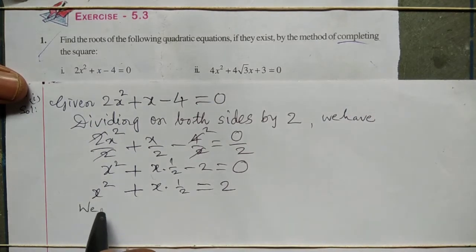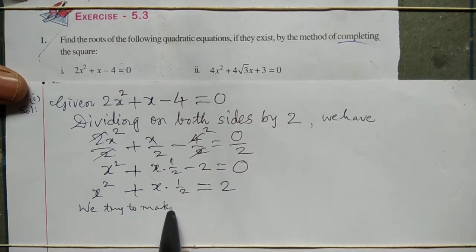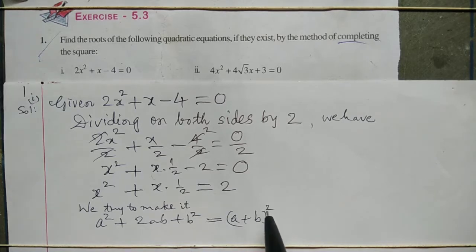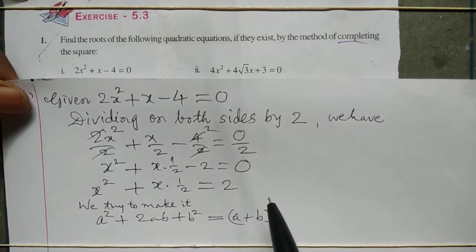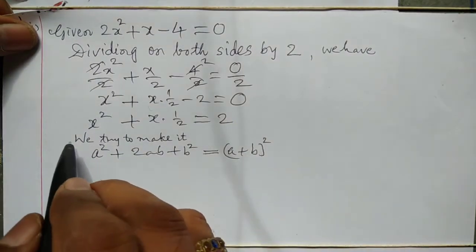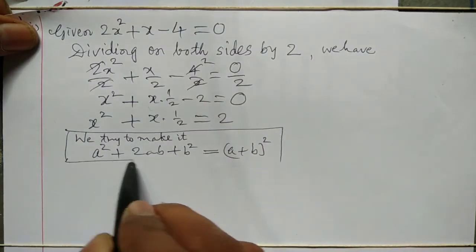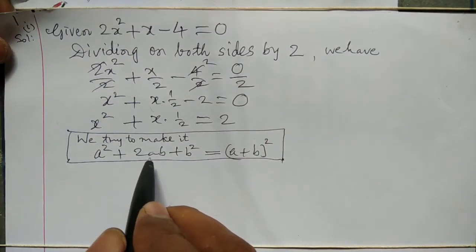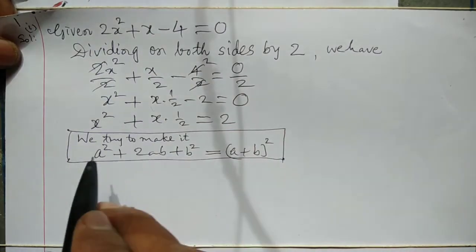We try to make it of the form a² + 2ab + b². Then we can write (a + b) whole squared and find the square roots. That's why we have to try to make it a² + 2ab + b².